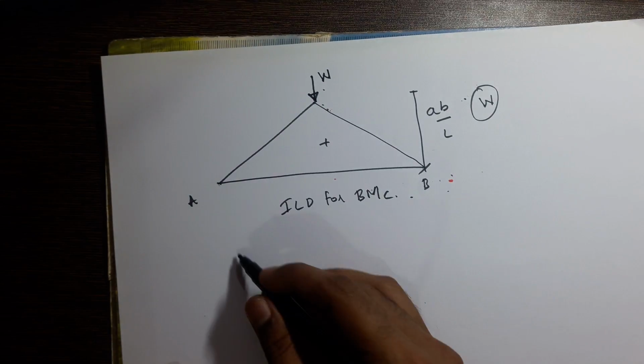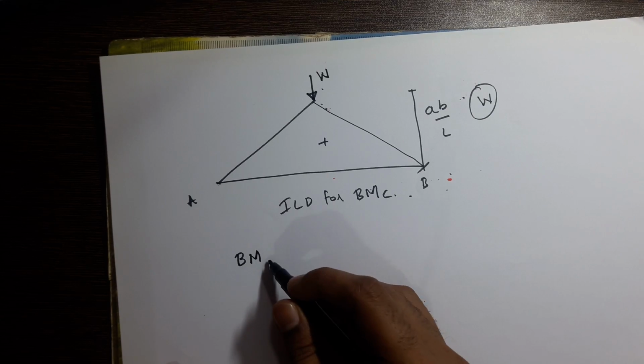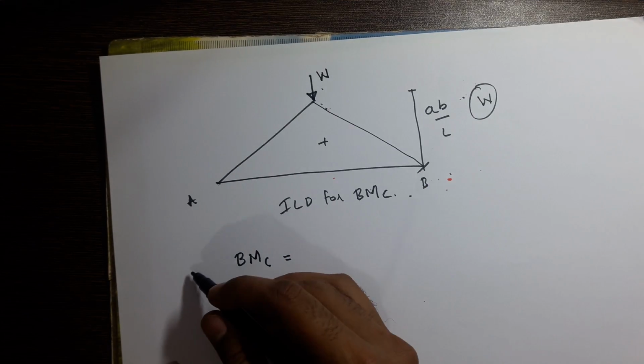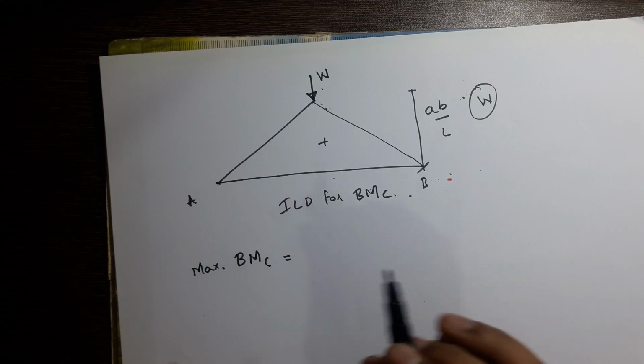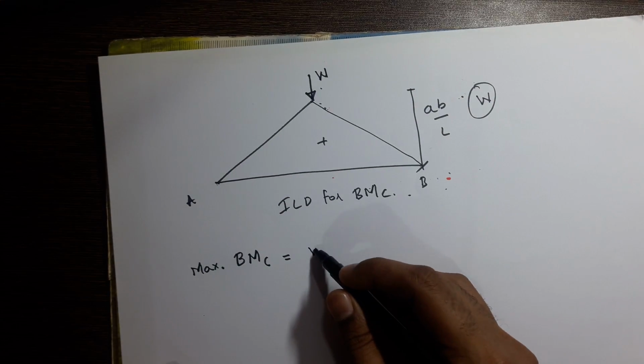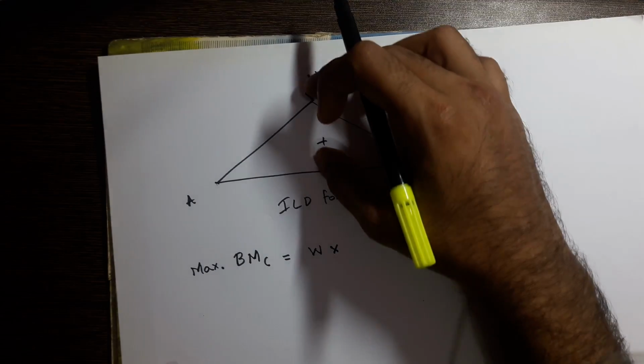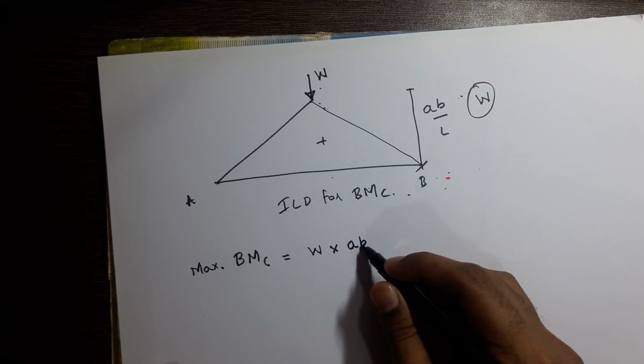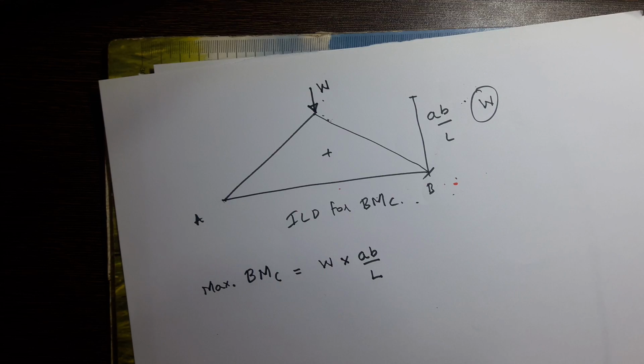Okay, so how can we calculate bending moment at C? Bending moment at C, maximum, I will write maximum here. Single point load into ordinate ab by L. So in this way we can calculate maximum responses by putting a single point load at the appropriate position. We have to see where you have maximum ordinate. At that point we have to place the single point load.